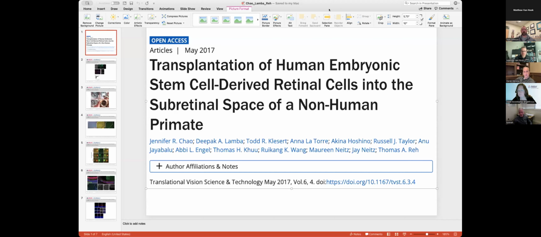This will be quick, but it's published stuff, and I think it's good to just go over this in this context because I think it bears on this. So this was several years ago. We used squirrel monkeys for this work, and we were actually not trying to restore ganglion cells at all, but we were trying to restore photoreceptors. This is work funded by the Foundation Fighting Blindness.